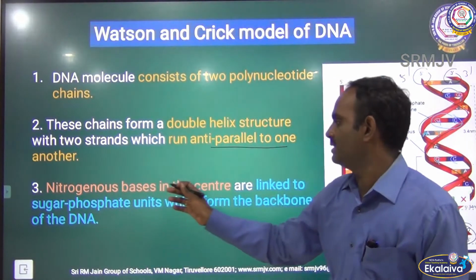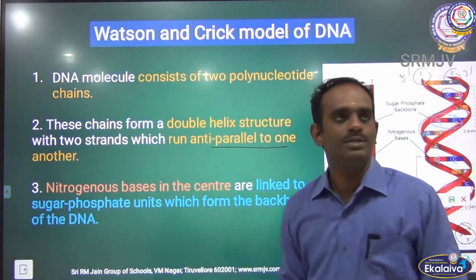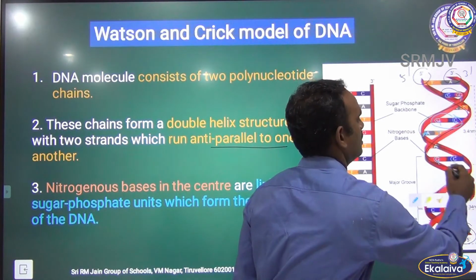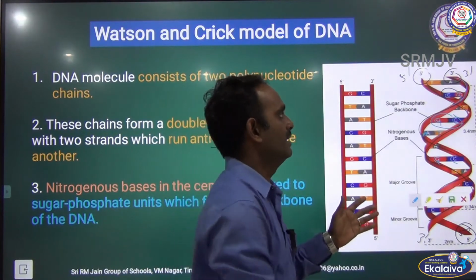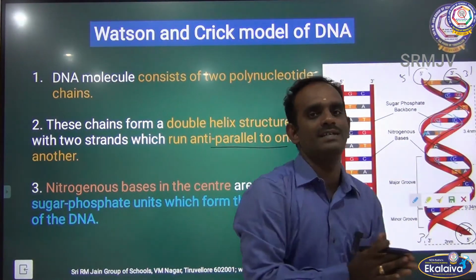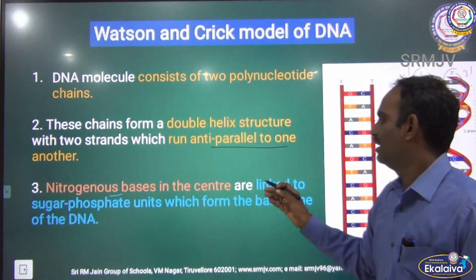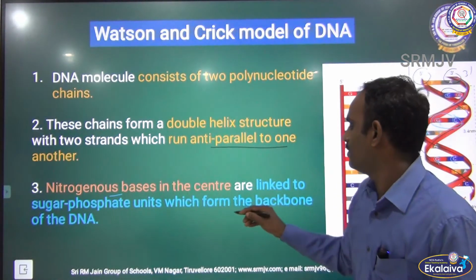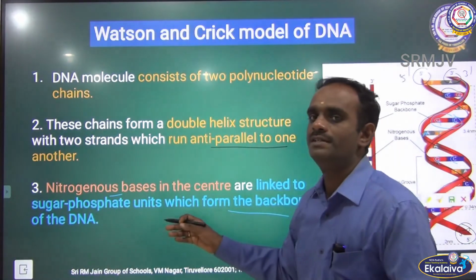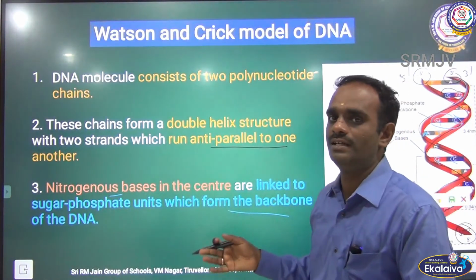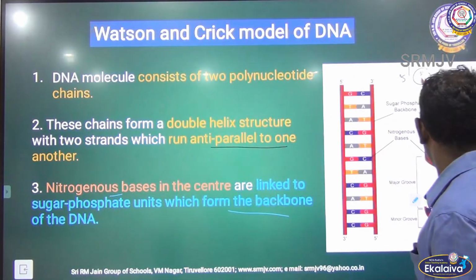So, the nitrogenous bases in the center are linked to the sugar phosphate units. The sugar phosphate units are present at the outer side of the helical structure. In between, the nitrogenous bases are present. So, nitrogenous bases at the center are linked to the sugar phosphate units, which form the backbone of the DNA. Okay. So, sugar phosphate units act as a backbone for the DNA.